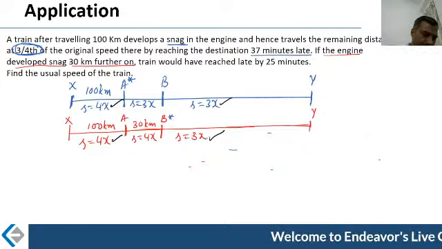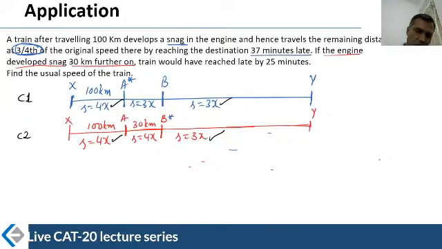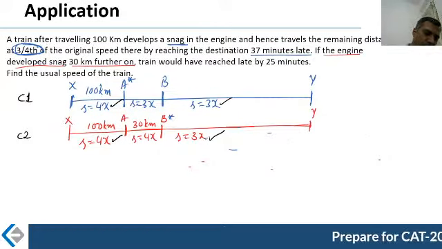Let me call the first case case 1 and the second case case 2. Be it the first case or the second case, the speed maintained between B and Y is the same. Therefore, the time taken should also be the same. Good. But what is the gap that's coming here?